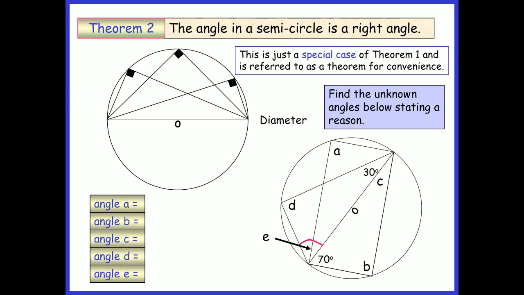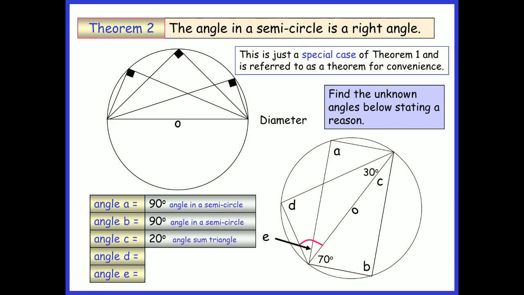Okay. So find the unknown angles below. State any reason. We're going to start with angle A. Where's angle A? It's up here. We have a semicircle. Their lines touch the circumference. A is just going to be 90 degrees. Angle in a semicircle. Angle B. Similarly, we've got a diameter. Splits the circle. We've got lines touching the circumference, so it's also going to be 90.